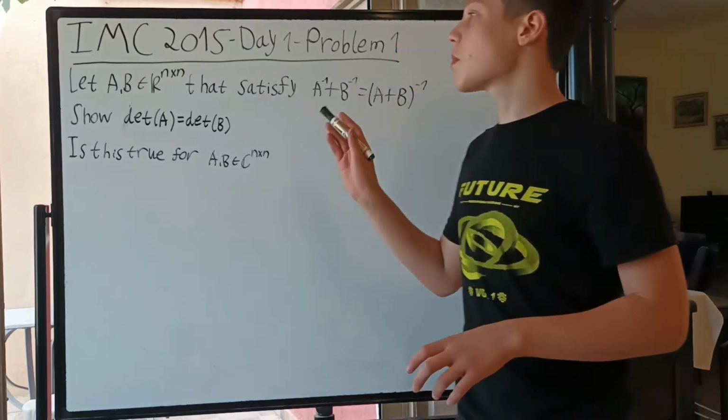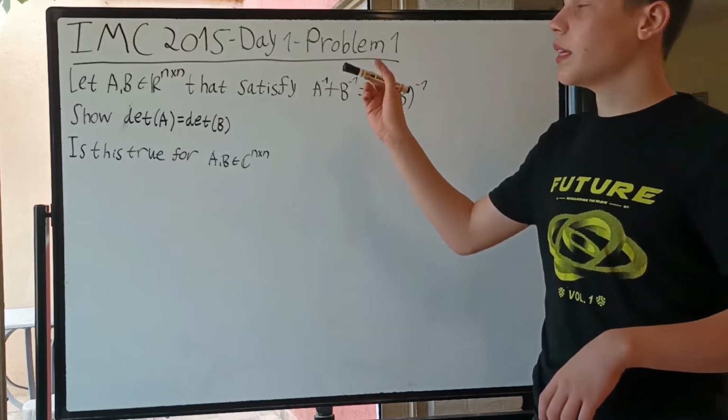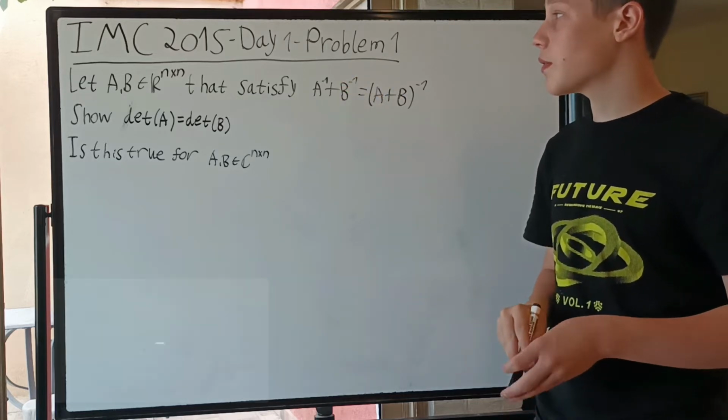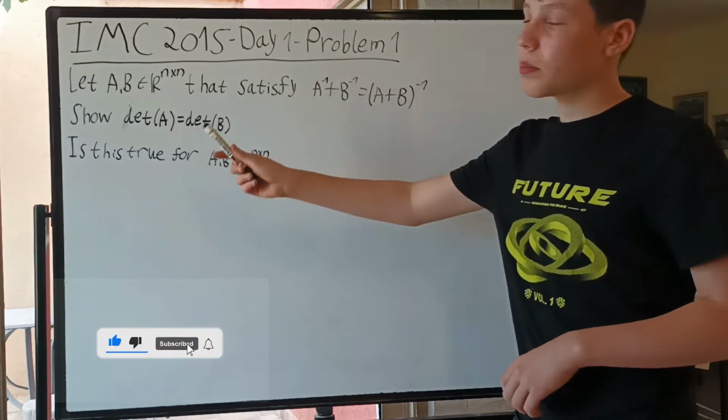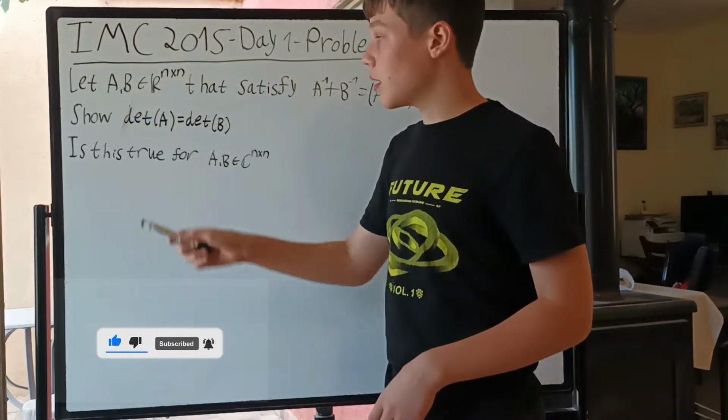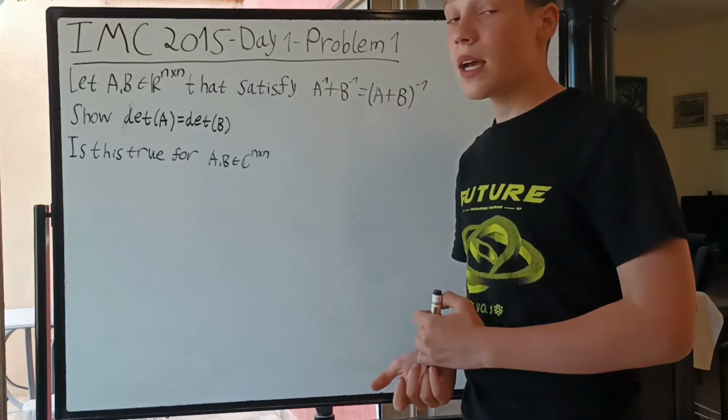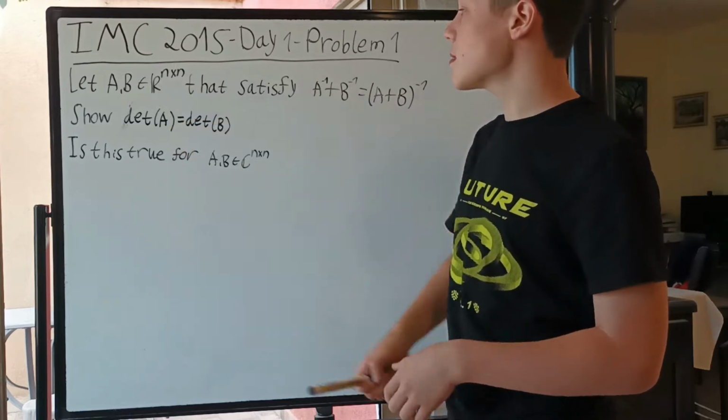Today we're going to do this problem. So this problem was on the IMC of 2015. It's day 1, problem 1, and this is the problem. So let A and B be real matrices of size n by n. This is what this means.